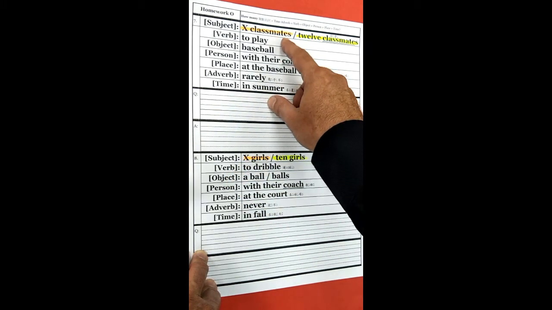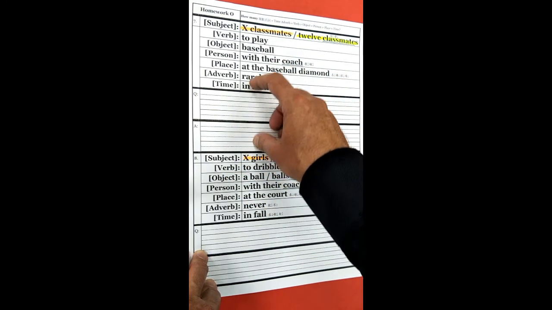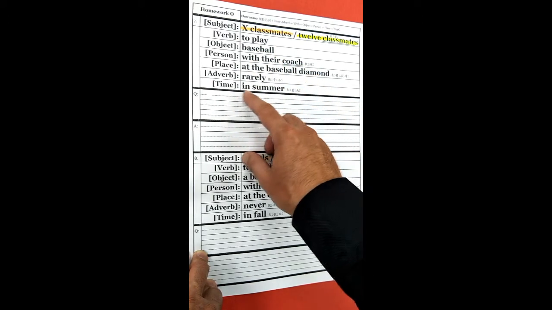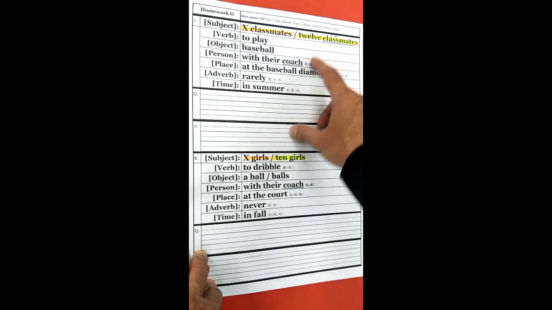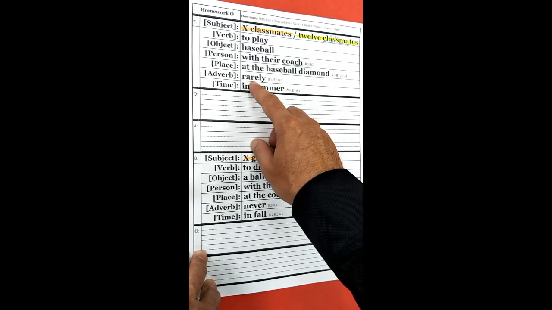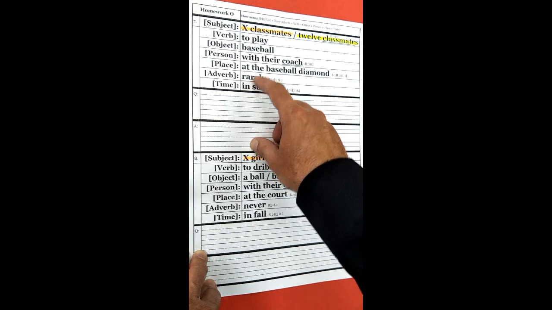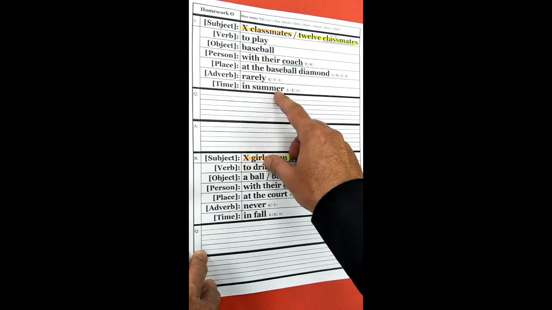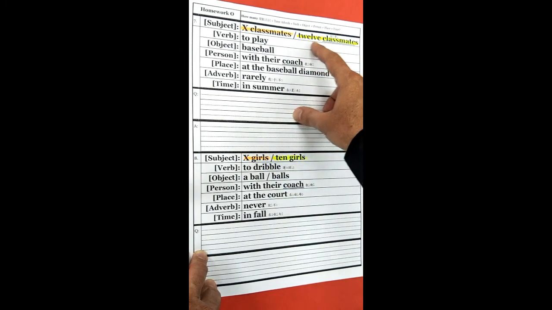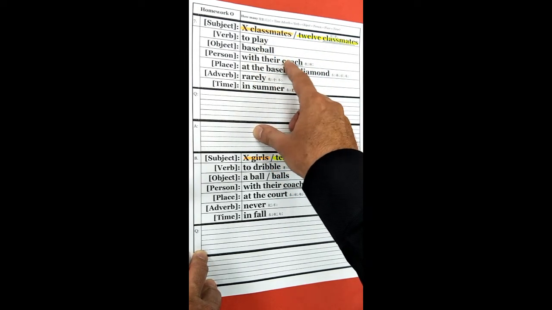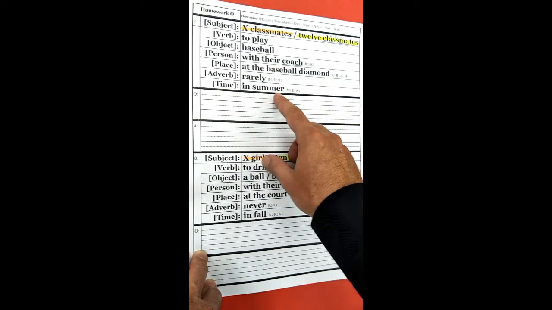How many classmates rarely play baseball with their coach at the baseball diamond in summer? Answer. 12 classmates rarely play baseball with their coach at the baseball diamond in summer.